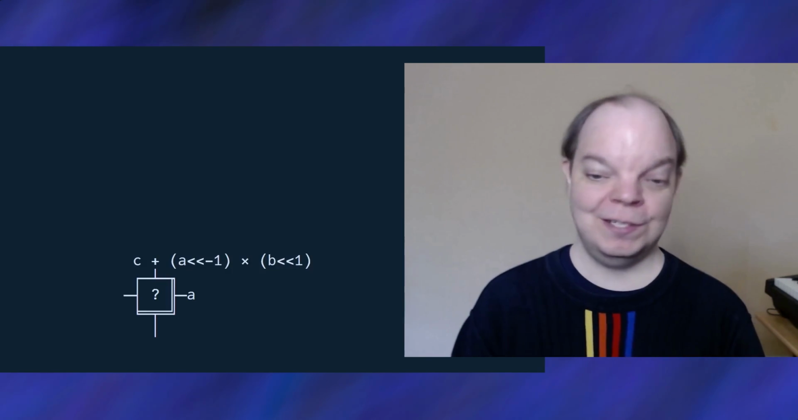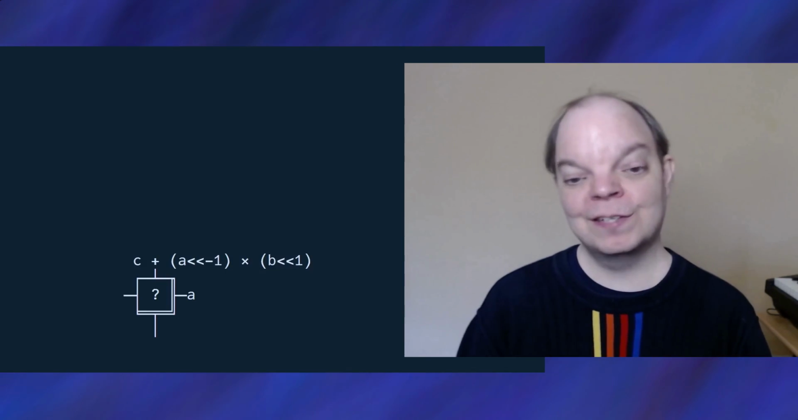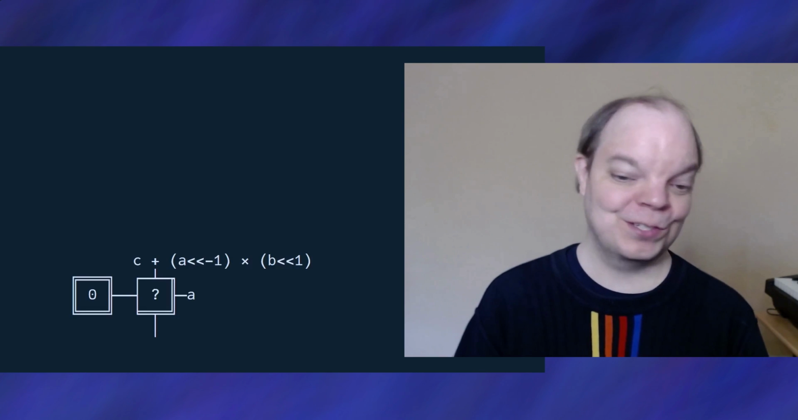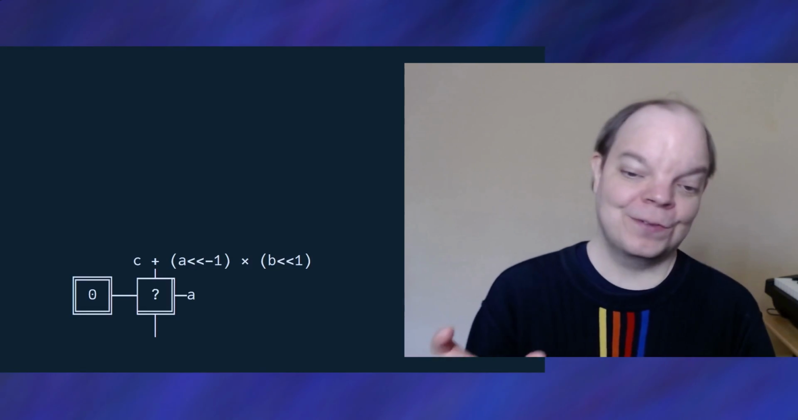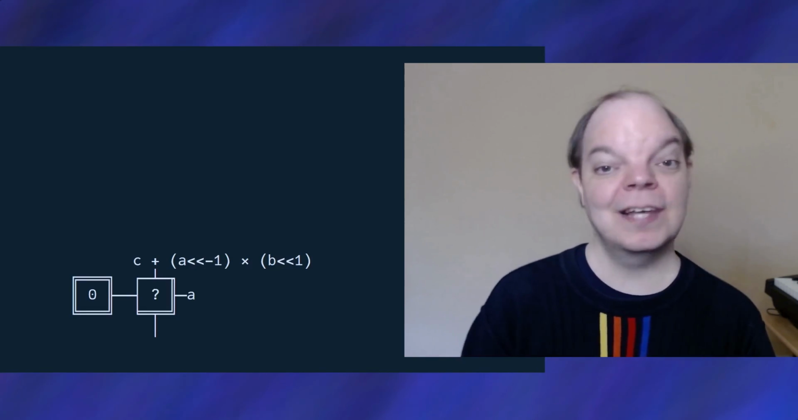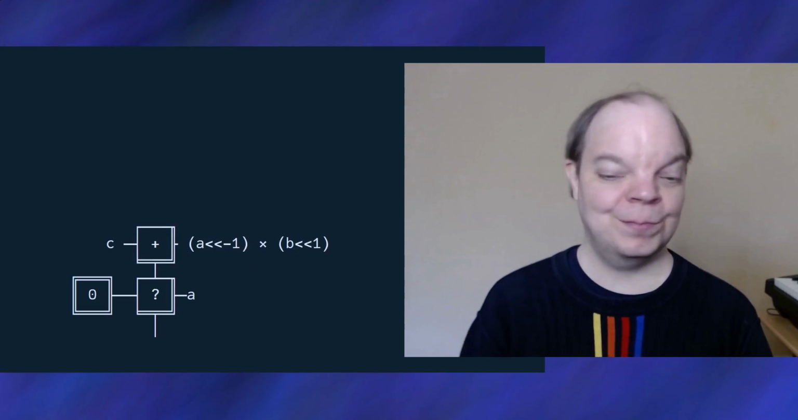So, as usual, we start with a question mark because we need to check if a is already 0. If it is non-zero, then we need to apply that formula. And if it is zero, well, then the answer is zero. So we just put a zero box there. Now the formula has a plus at its top level, so we're going to add a plus box.